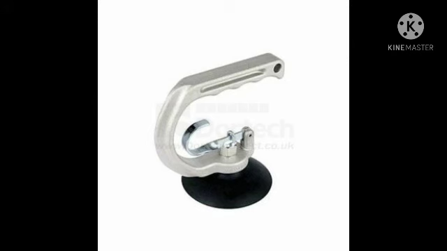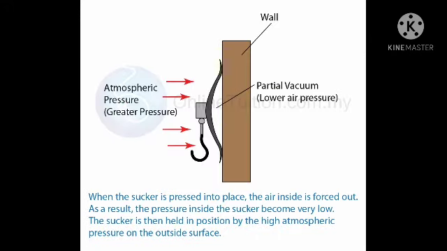So this is what you call a suction cup, is it? Which we use for sticking or hanging something, like holders. So how is this suction cup fixed on the wall? What is happening is, you can see there, when the suction cup is fixed onto the wall, there is a space inside the suction cup. It will develop a lower air pressure, or it is called a partial vacuum.